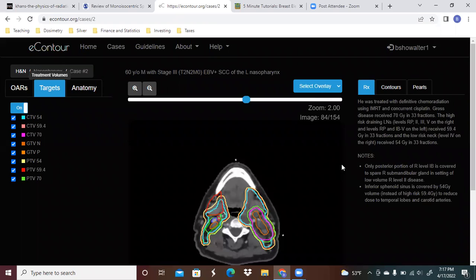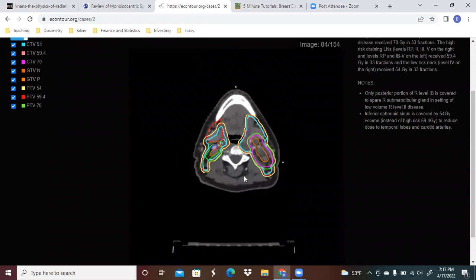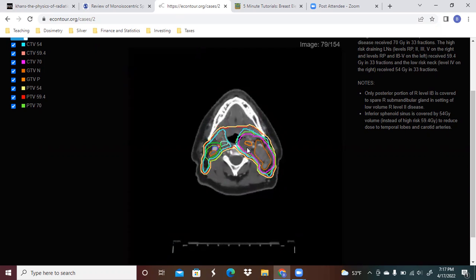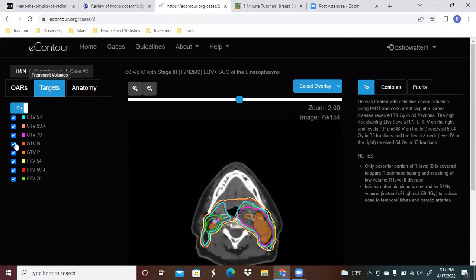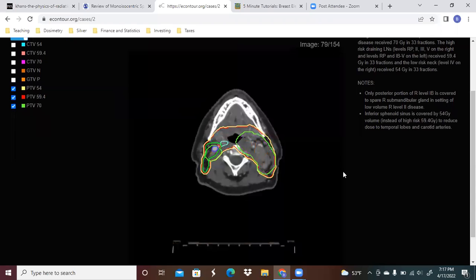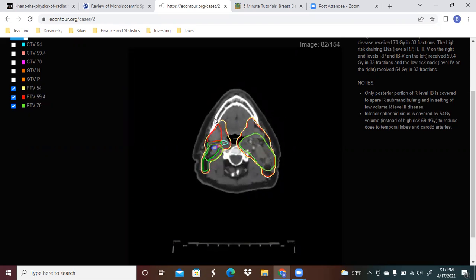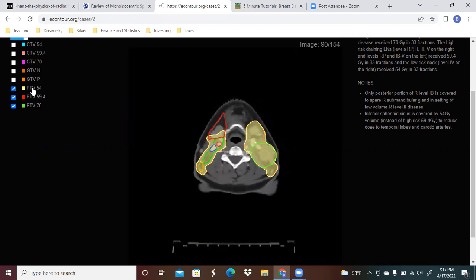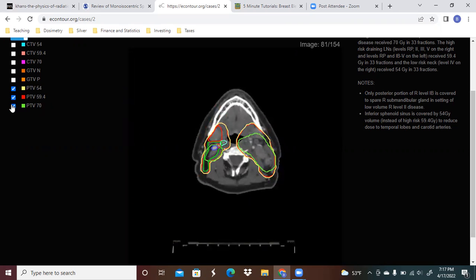Now, here's an example, as I was telling you about the 3-field head and neck. This is an example of an IMRT plan. Look at all these different doses that you have going on here. Now, what I'm going to do is take off some of these so that it's not quite as busy. And you can see these volumes as we go through. You can see as I hover over it that they can kind of light up. I don't know why the 70 is not lining up like that. It should. There we go.